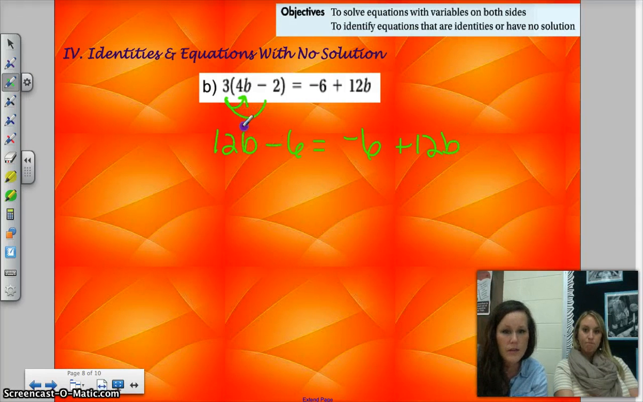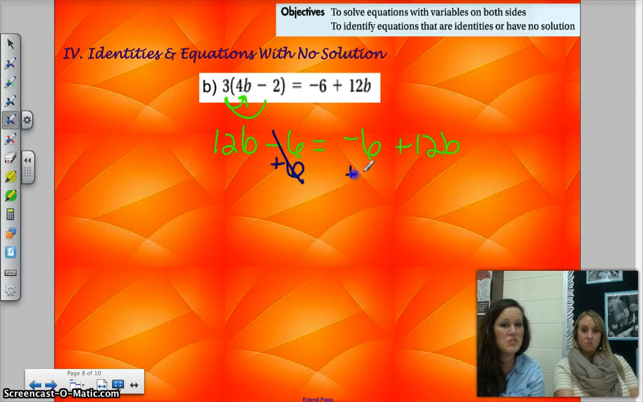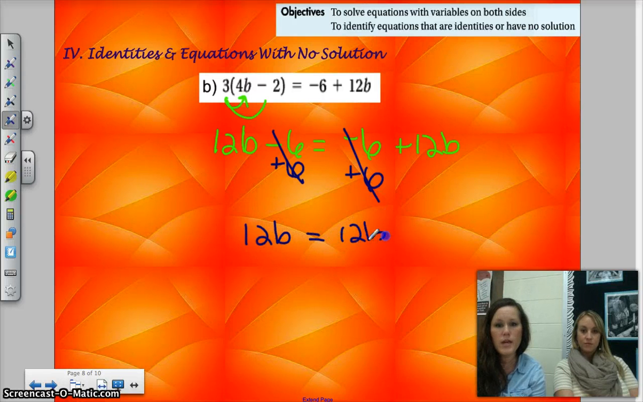Okay. Oh man, b's and 6's are hard. They kind of look the same. So I'm going to do plus 6 here, and you can start anywhere. Wow, and now I have 12b equals 12b. That looks like a mirrored image to me. It's the same. So that would be no solution or identity.